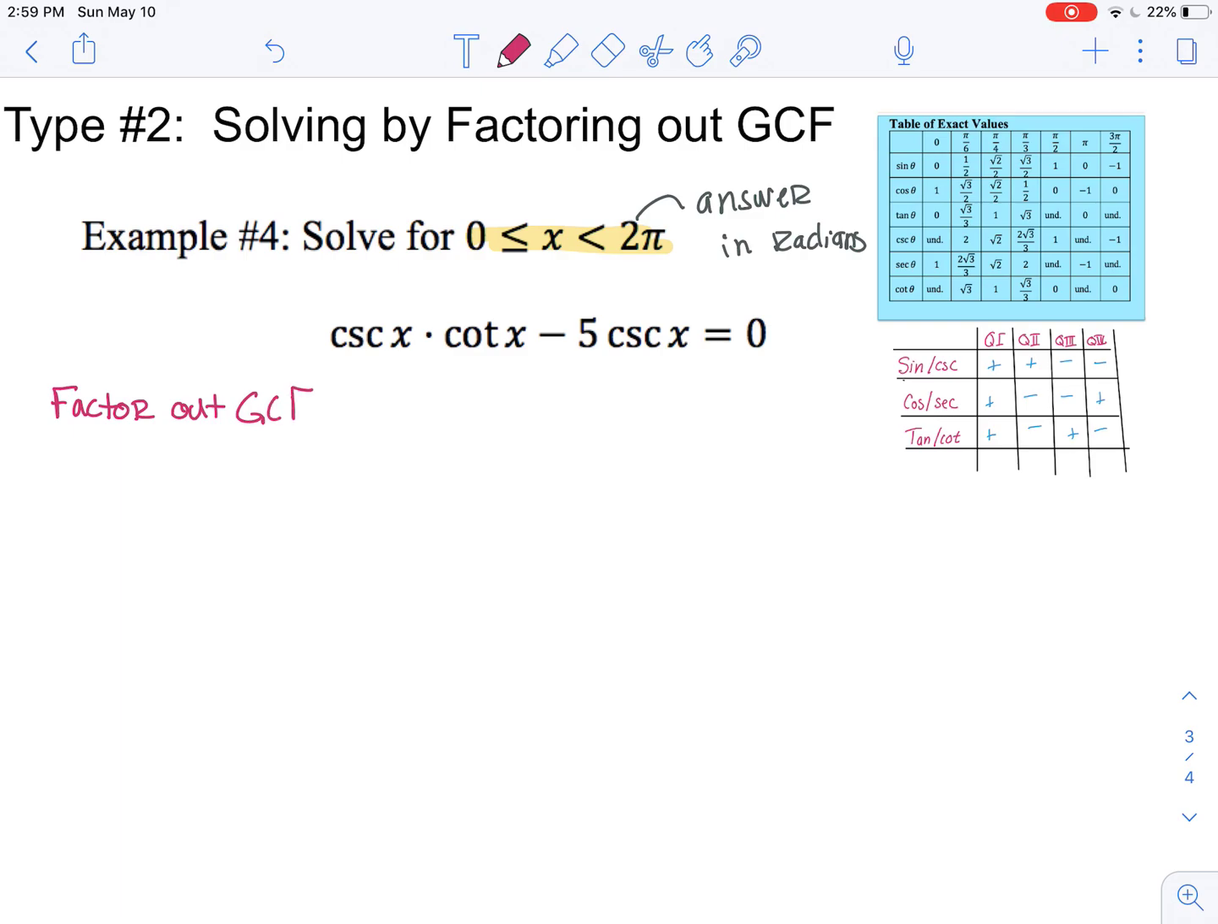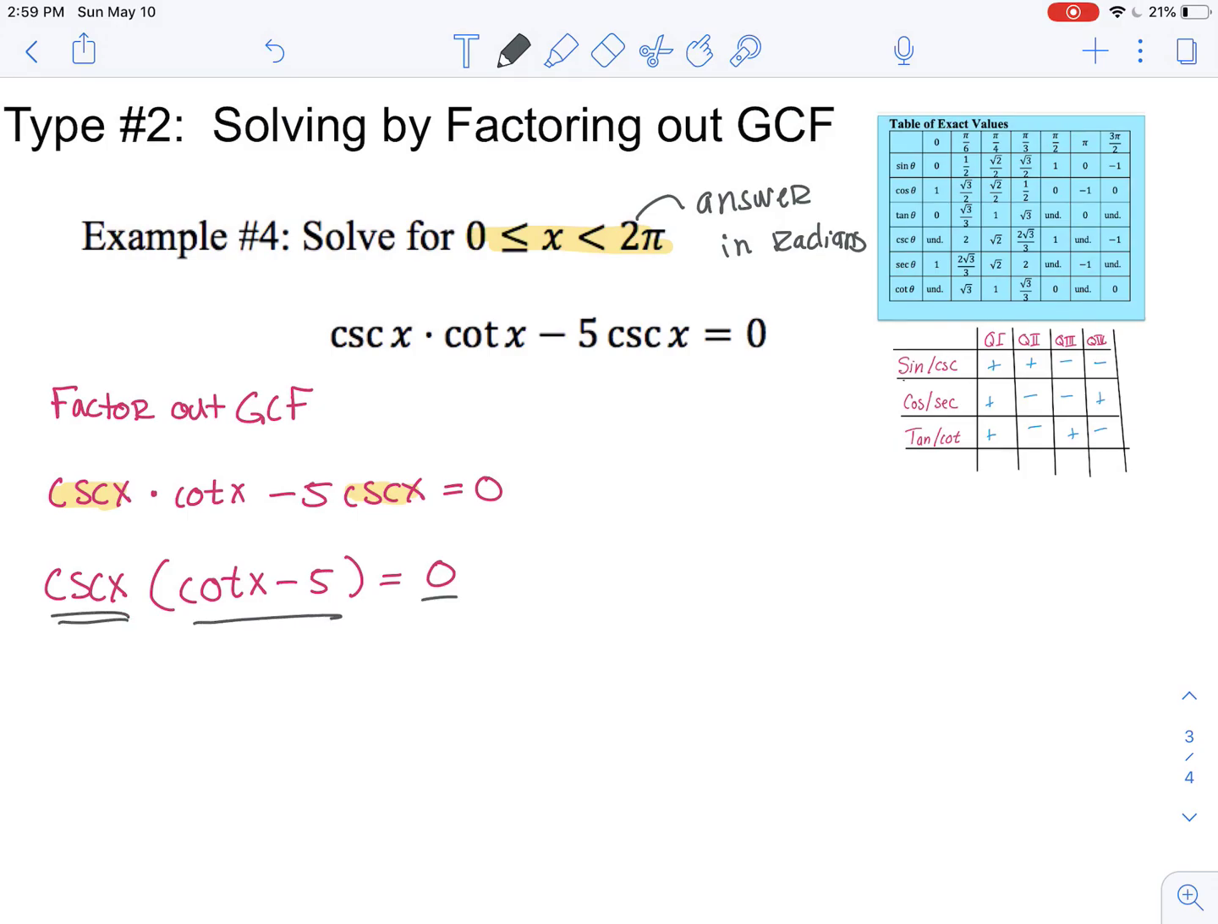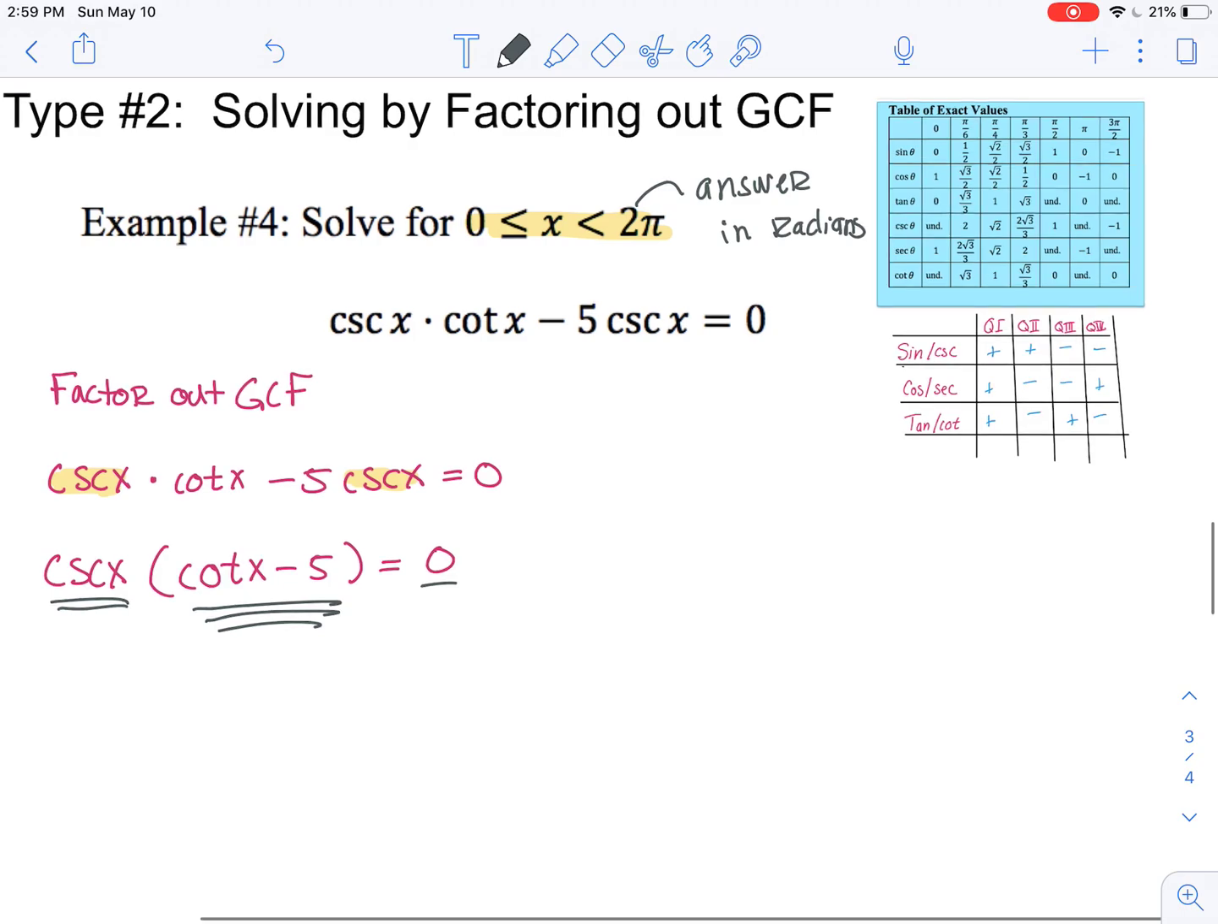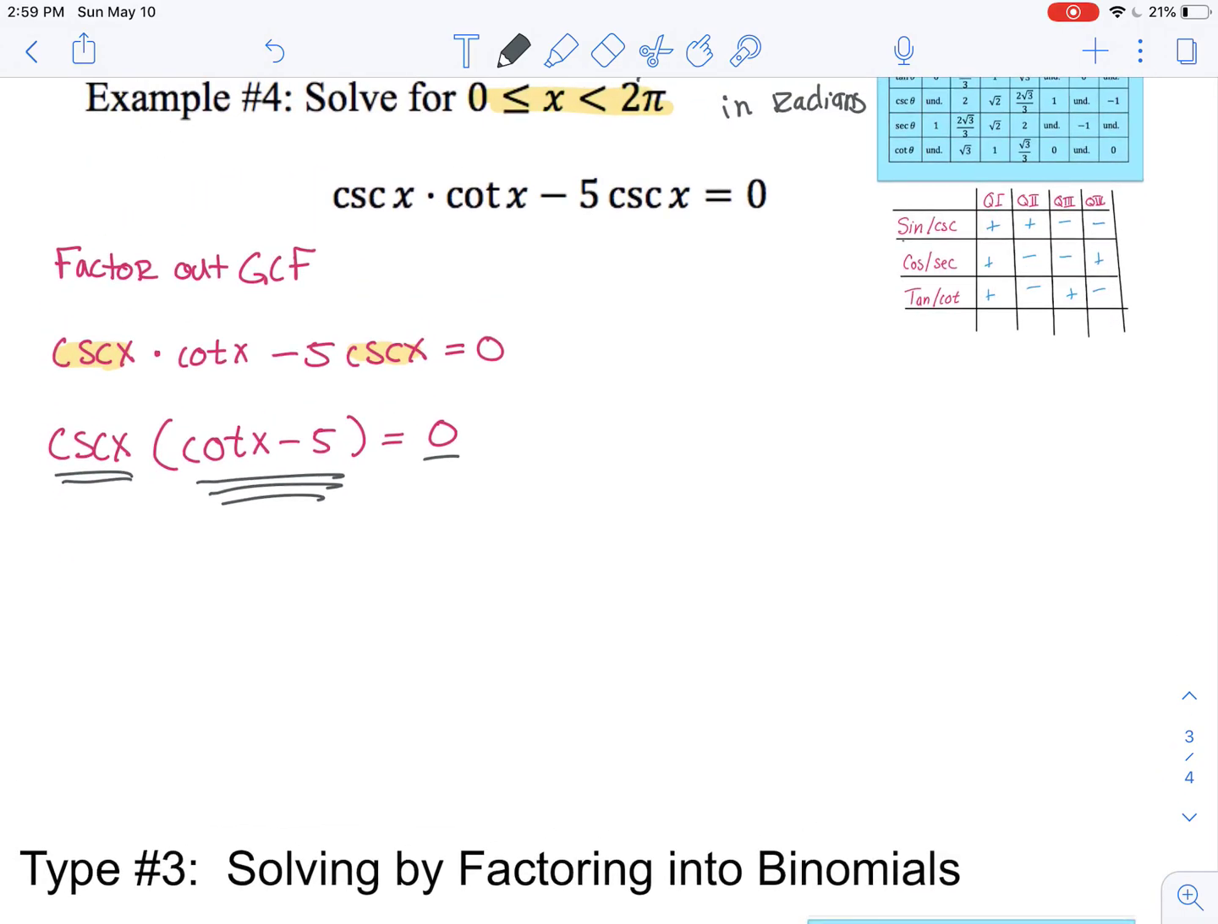So if I rewrite this, cosecant x times cotangent x minus 5 cosecant x equals 0. I can factor out a cosecant. I'll factor that out front. And I end up with cotangent x minus 5. So once again, I have two equations that I'm going to set up. One is cosecant equal to 0, and one is cotangent minus 5 equal to 0. So I can set those up down here.